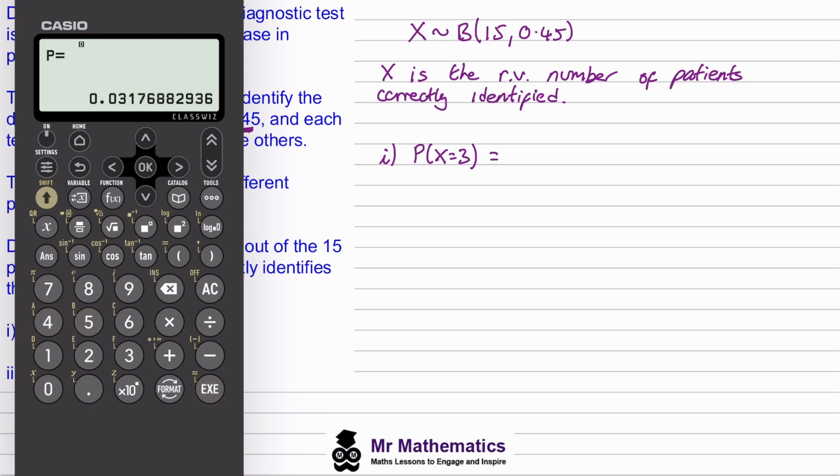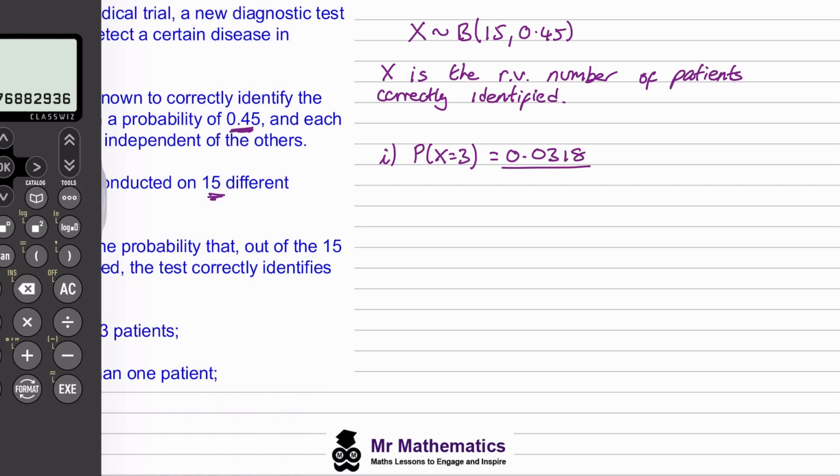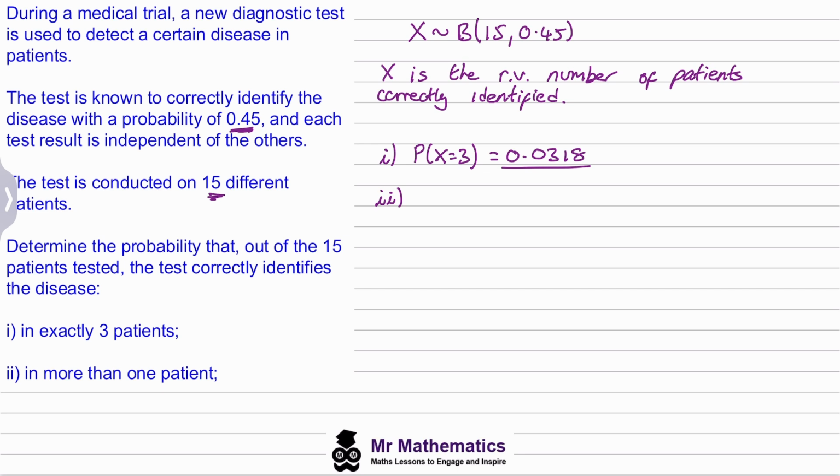And we get 0.0318. Okay? And then for part 2, the probability of x being more than one patient, so greater than 1, well, if we've got the entire 15 trials, and it is certain that one of the outcomes will happen, the probability of x being greater than 1 will be 1 minus the probability of x equaling 0, or the probability of x equaling 1. And we can work these two out on our calculators again.